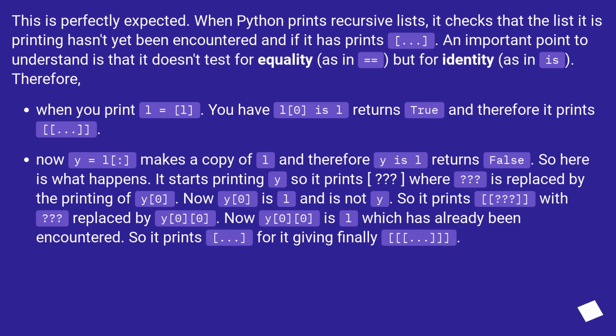So here is what happens. It starts printing Y so it prints [?], where the question mark is replaced by the printing of Y[0]. Now Y[0] is L and is not Y. So it prints [?] with the question mark replaced by Y[0][0]. Now Y[0][0] is L which has already been encountered. So it prints ... giving finally [[[...]]].